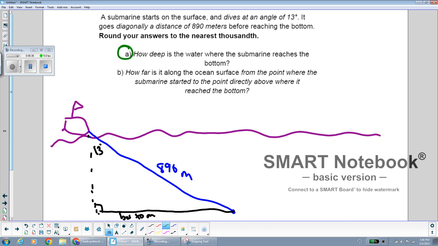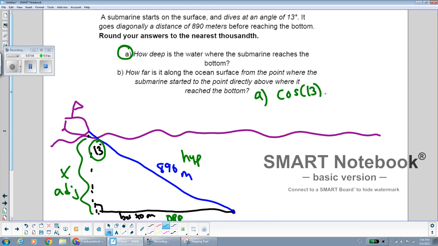So for part A, we want the depth. So that would be how far down the submarine traveled. So here for part A, I want to find from my focus angle, this would be opposite, this would be hypotenuse, and this would be adjacent. So I'm looking for adjacent, and I have hypotenuse. So adjacent over hypotenuse is cosine. So I'm going to use cosine of angle 13 is equal to the adjacent leg over the hypotenuse.